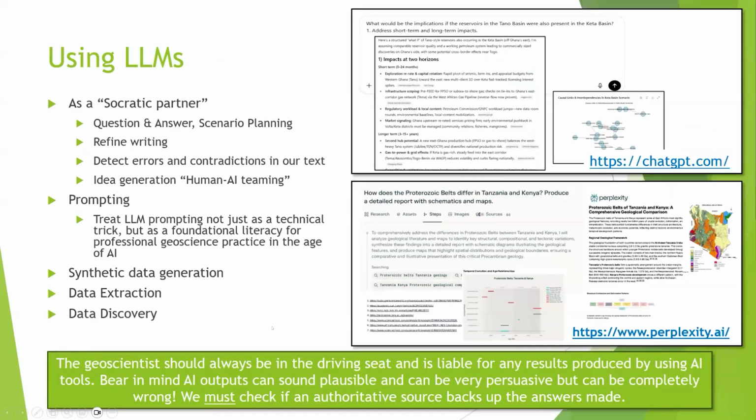So how can we use language models? We can use them as a Socratic partner to help us with literature reviews, refine our writing, detect errors in our reports and those of others, and also support ideation. One of the interesting things with human AI teaming is there's some evidence that we can get more diverse ideas if we bring AI in at the right time.